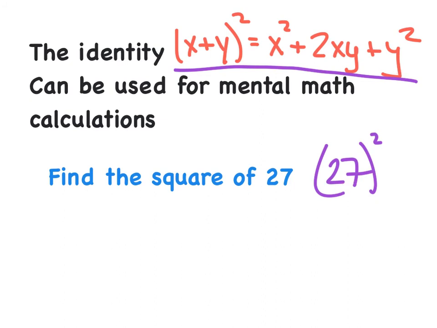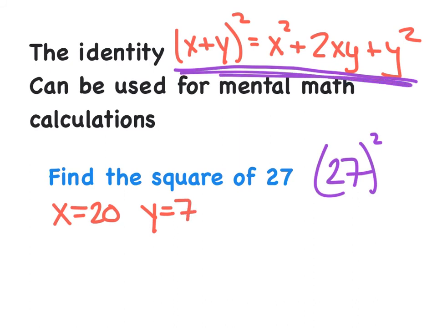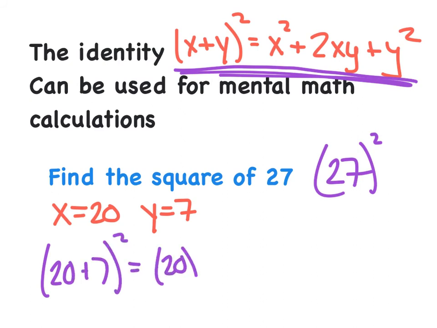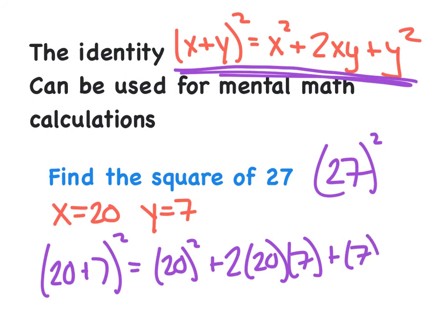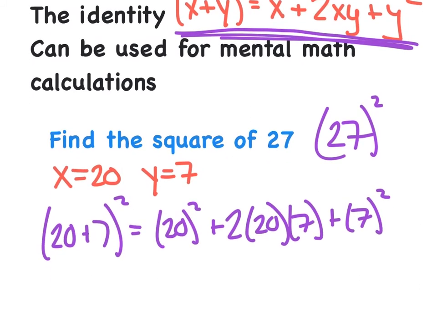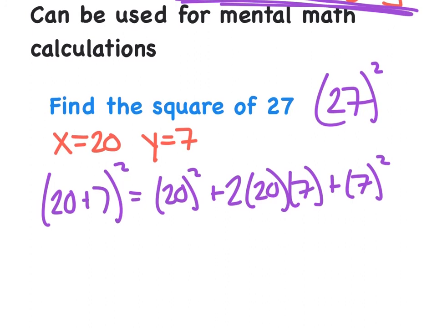Now you can pick any numbers you want. Maybe you like 20 and 7. So I'm going to say let x equal 20 and y equal 7. And now I'm just going to plug those numbers into this formula. So (20 plus 7) squared is equal to 20 squared plus 2 times 20 times 7 plus 7 squared. And again, this is just a mental math way to figure out 27 squared without a calculator.